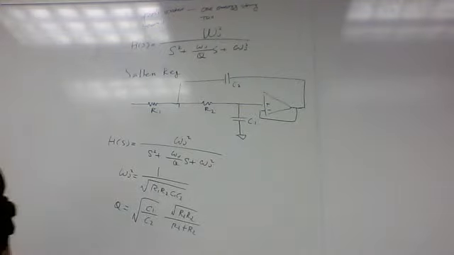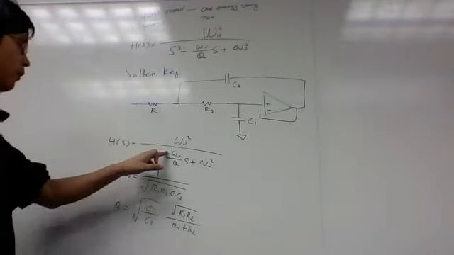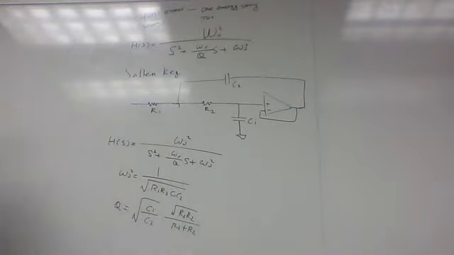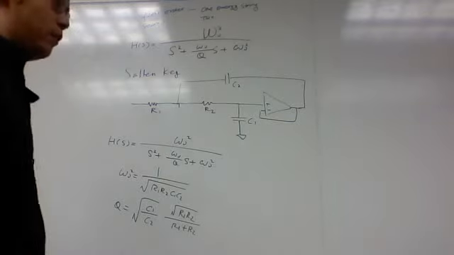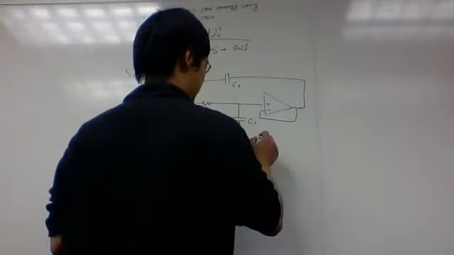Okay. So when you are doing design, you are probably given specs for filters, right? So you probably are given an omega naught and a Q. Let's say I want a filter at 15 kilohertz. I want a Q of, let's say, 0.1, something like that, right?